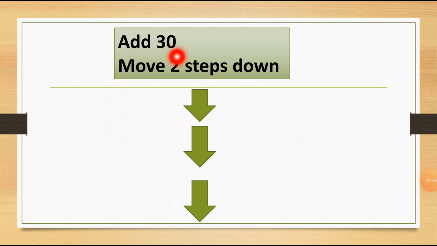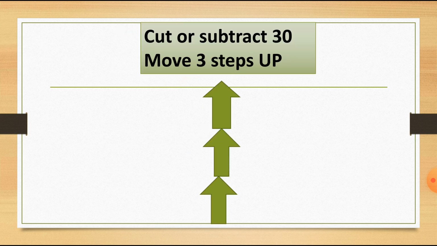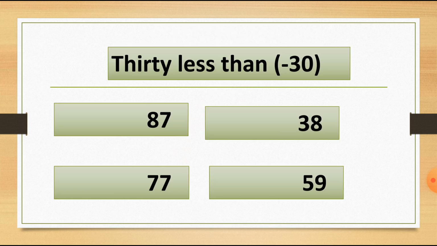Here is the add 30. If you want to add 30, you have to move 3 steps down. And if you want to subtract 30, you have to move 3 steps upside. Understood, students? If you want to cut 30 from a number, you have to move 3 steps upside. So let's see an example of this also.